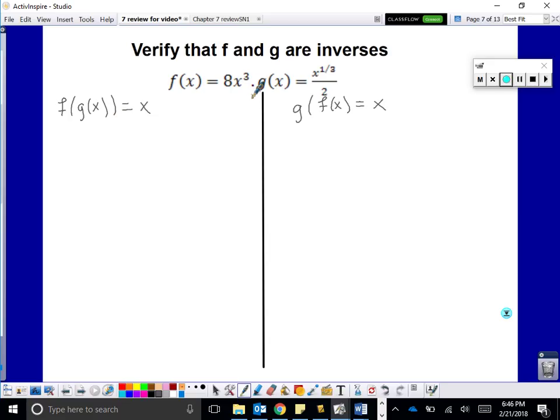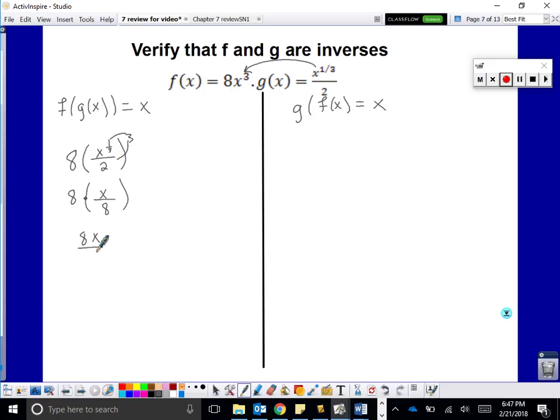So, let's do f of g of x, which means I'm taking x to the 1/3 over 2 and plugging it in right there. So I'm going to say f of g of x is 8. The x gets replaced by x to the 1/3 over 2, and all of that is to the 3rd power. So this is going to give me 8 times, I can distribute my 3 to both of these, so 3 times 1/3 is x, and let's put a parenthesis around it, over 2 cubed is 8.